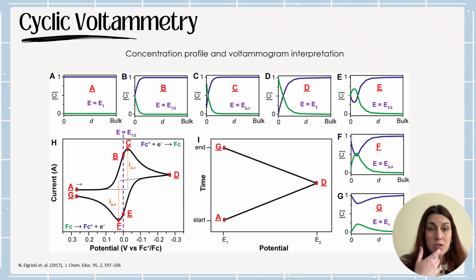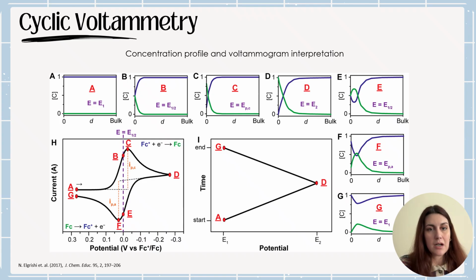As the potential continues to increase, we reach point C, where the current reaches the cathodic peak. At this stage, the reaction rate is very high and the concentration of reactant at the electrode surface approaches nearly zero. The current now becomes limited by diffusion, meaning that the rate of the reaction is controlled by how fast molecules can travel from the bulk of the solution to the electrode.